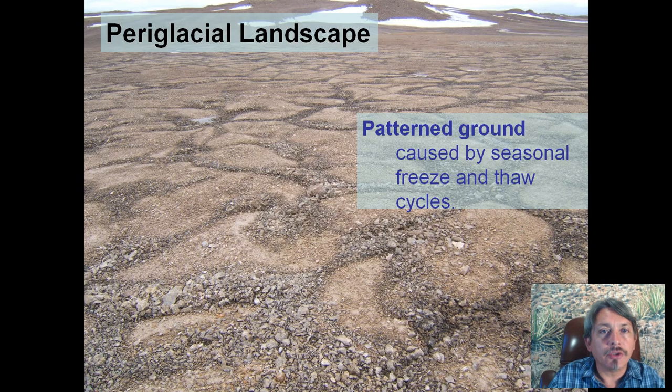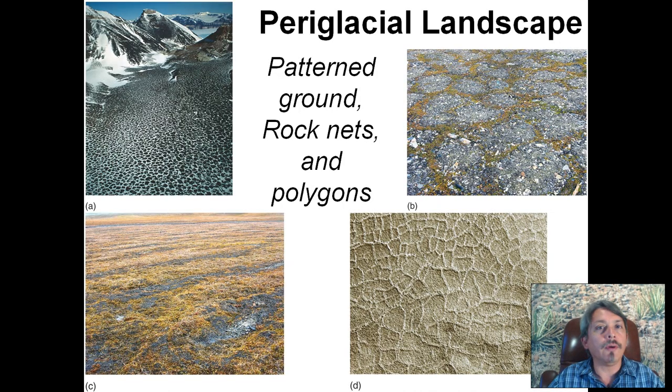Among the periglacial landscapes is patterned ground. You can see it's caused by seasonal freezing and thawing cycles that cause, on the edges where there are fractures, pushing and pulling and tugging, and accumulations of pebbles and broken fragments of rock at these cracks. Here's another view of the same thing, patterned ground, creating these polygons all over the place.